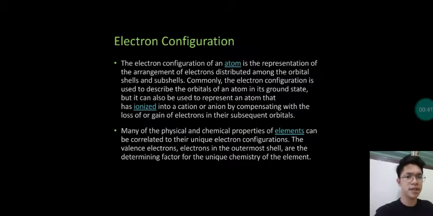By compensating for the loss or gain of electrons in their subsequent orbitals, many of the physical and chemical properties of elements can be correlated to their unique electron configurations. The factors that determine the unique chemistry of the elements are valence electrons, the electrons in the outermost shell.